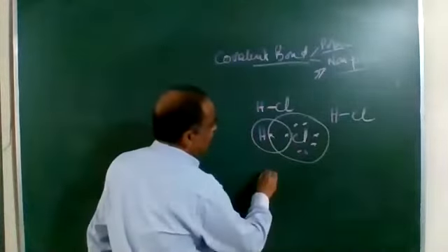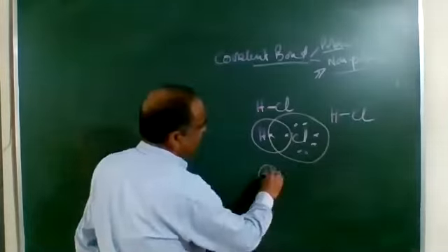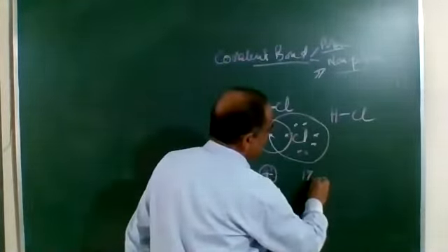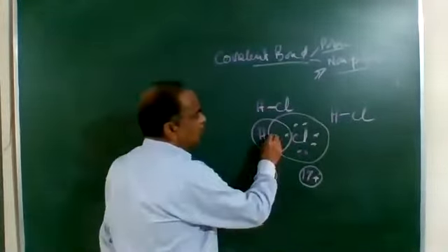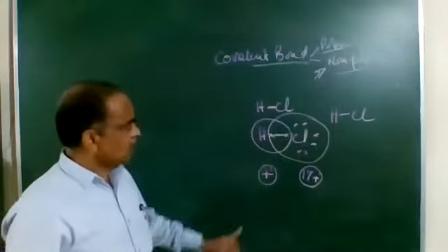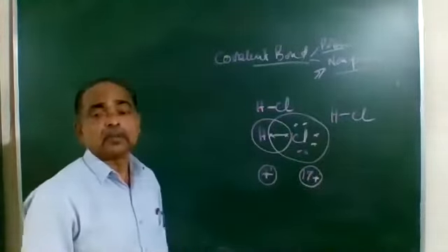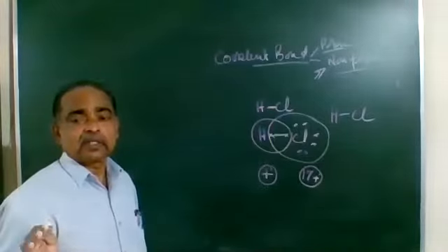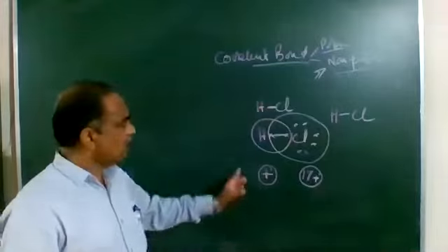Hydrogen has only one proton, so its nucleus has one positive charge, and chlorine has 17 positive charges. Now, this one pair of electrons shared between hydrogen and chlorine is attracted by the one proton of hydrogen as well as the 17 protons of chlorine. So, what do you think? The force of attraction exerted by the 17 protons is slightly greater. Don't you think so?